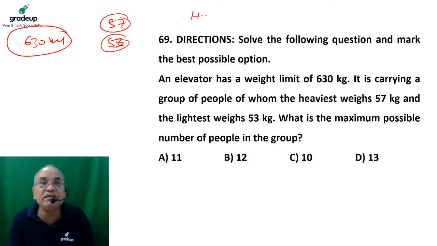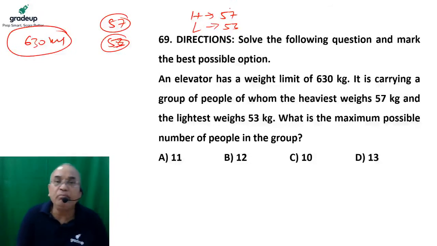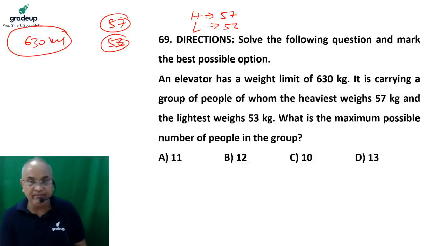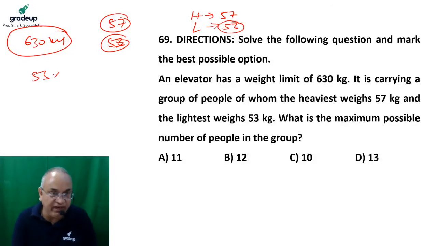So the heaviest person weight is 57 and the lightest person weight is 53. What is the maximum number of possible people in the group? Let's say all the persons are equal to the lightest, so each person has 53 kgs of weight.